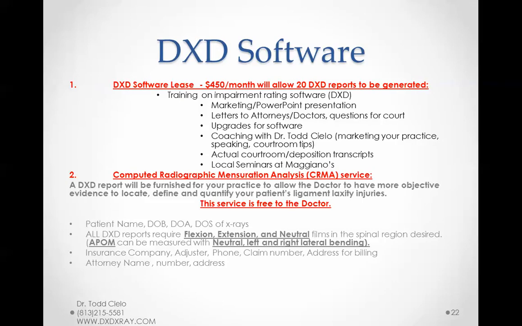So DXD software is available for lease. $450 a month allows you to generate 20 DXD reports. The code that I utilize is 76499-22, bill by report. It's a biomechanical radiographical report. So when you send this out to the insurance company, please make sure that you send out the report with it, so it's a tangible item that they can thumb through. The first 5 pages is all medical necessity. That's what that demographics page has, and I bill out $450 a report. So the return on investment is basically 20 to 1.